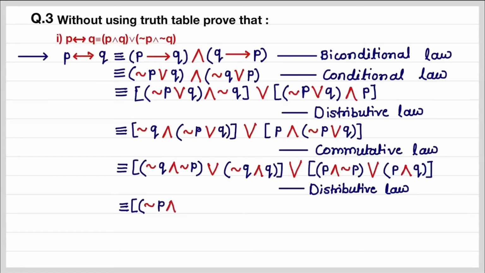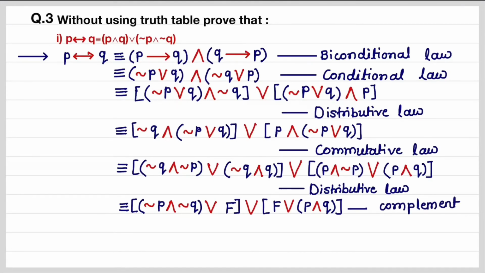We will write this as negation of P and negation of Q, or negation of Q and Q is equivalent to F by complement law. In the same way, P and negation of P is equivalent to F using complement law. All other brackets remain as they are, and logical connectives also remain as they are.